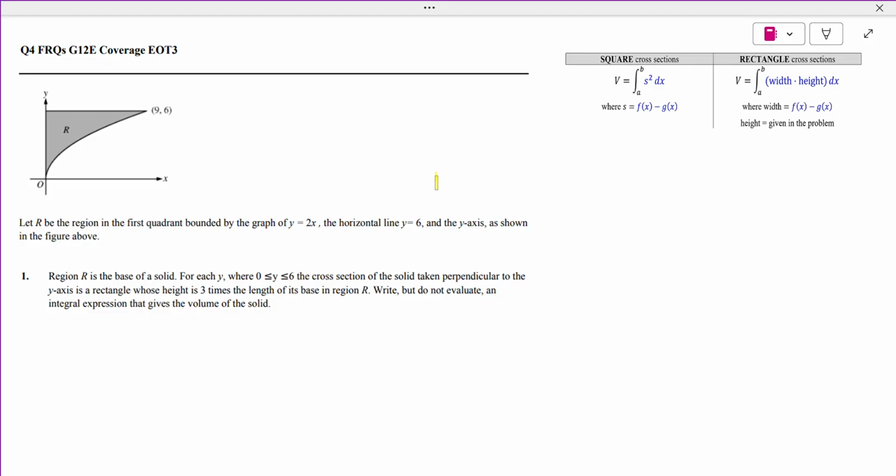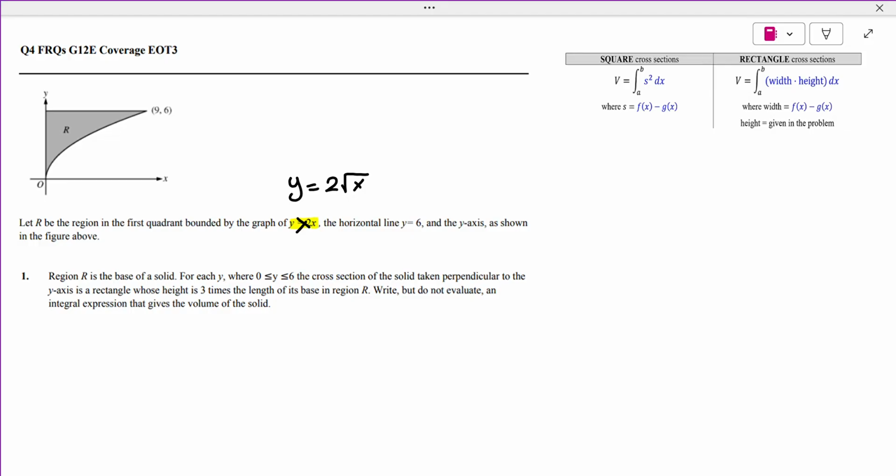Now if we look at the graph and the answer key of this question, the function should not be 2x. So I want you to change this one. This is wrong. It should be y equals 2 square root of x, not 2x. Okay? Now, region R is the base of a solid.